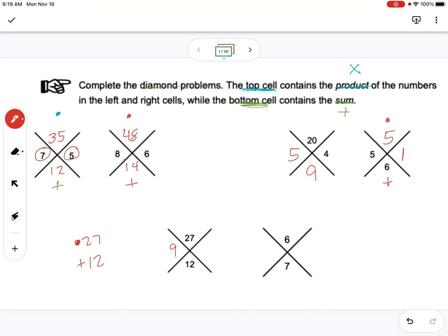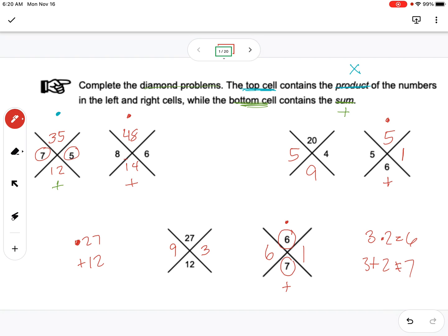Can you think of two numbers that multiply to 27 and add to 12? Like 9 and 3. You have to kind of know your multiplication tables here, right? 9 times 3 is 27, 9 plus 3 is 12. How about two numbers that multiply to 6 and add to 7? Now this one's tricky because you might think 3 times 2 is 6, but 3 plus 2 isn't 7. So we can't use 3 times 2. What else multiplies to 6? Oh, 6 times 1. 6 times 1 is 6, and 6 plus 1 is 7.